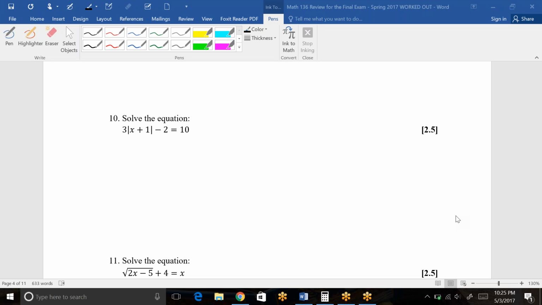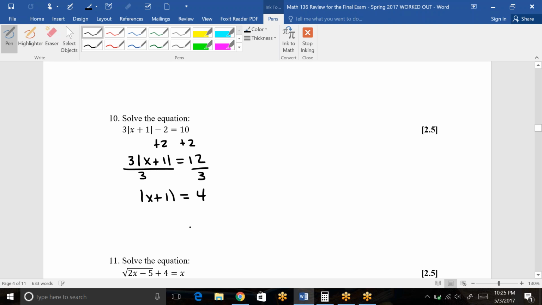This is part 2 of the final review for Math 136, starting with number 10. Solve the absolute value equation. The first thing you want to do when solving an absolute value equation is to isolate the absolute value. So we're going to add 2 to the other side and then divide by this 3 that's out front. You do not want to distribute that because if it had been negative, that doesn't distribute correctly.